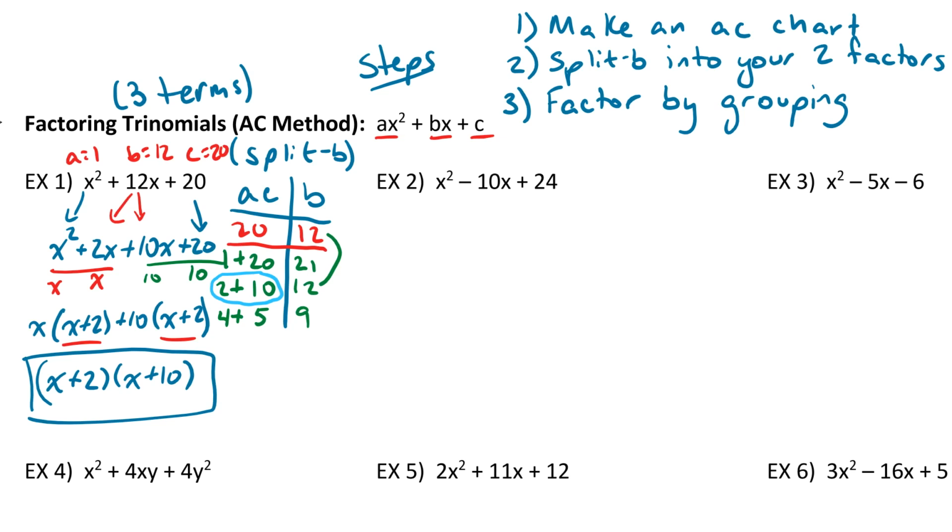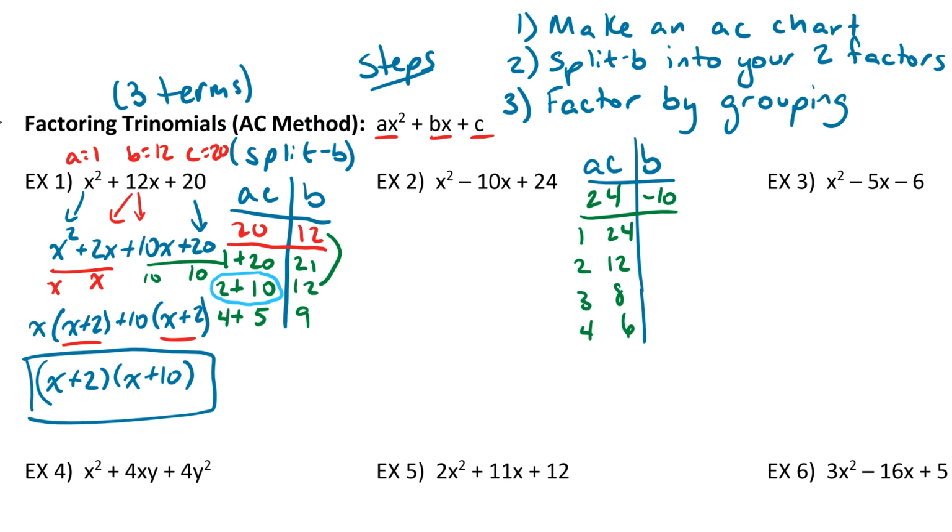All right, example 2. Again, we start out by making our chart. In this case, A is 1, C is 24, so A times C will be 24, and B is negative 10. So we're going to do all the factors of 24. 1 and 24, 2 and 12, 3 and 8, 4 and 6.